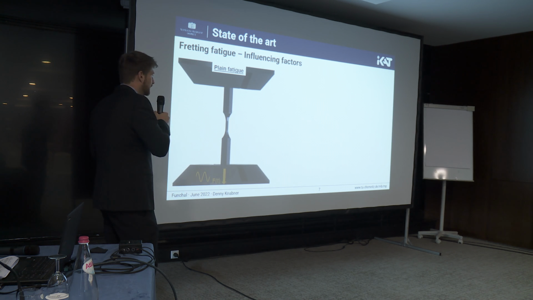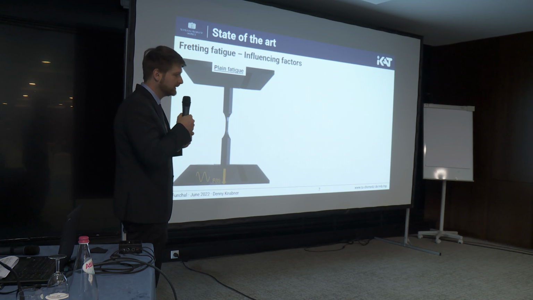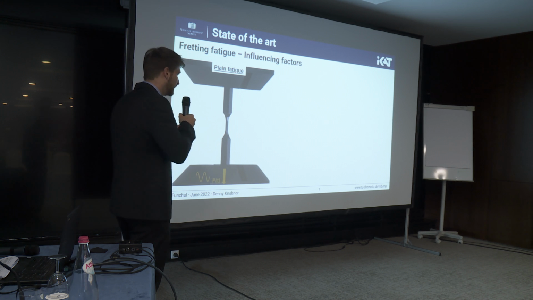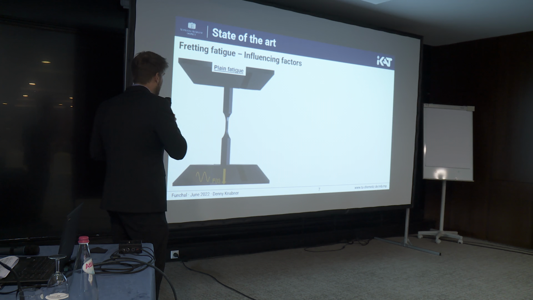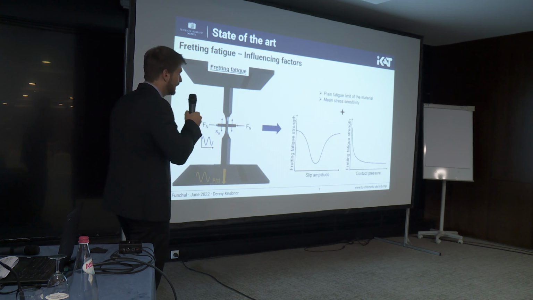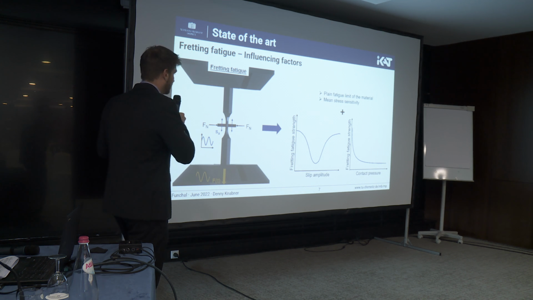But therefore we have to be clear about influencing factors. Since fretting fatigue is a combination of plane fatigue and fretting, we have influencing factors of both of them. From plane fatigue we know this Haigh diagram, and it says that we have a plane fatigue limit and mean stress sensitivity as main influencing parameters. There are many more. And in fretting fatigue we have two main influencing parameters. These are the slip amplitude and the contact pressure.